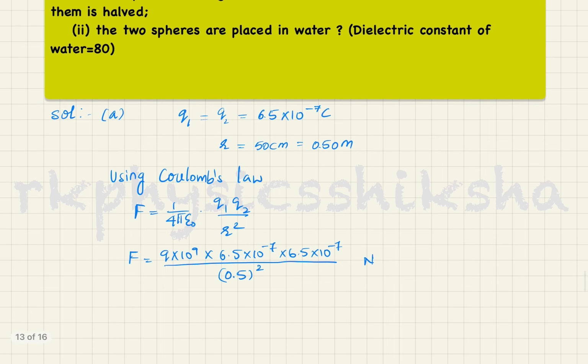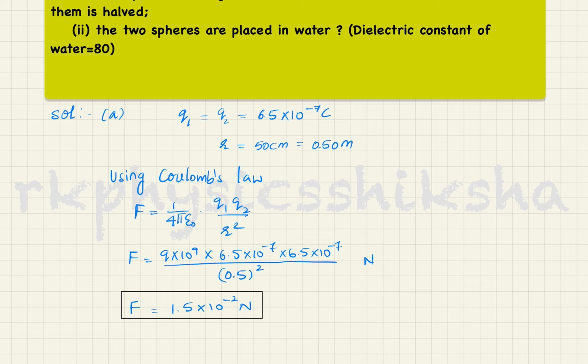On simplifying this, we will get F is equal to 1.5 into 10 to the power of minus 2 newtons. This is the force of repulsion because these two charges Q1 and Q2 are positively charged particles here. So their force of repulsion is what we see between them, which is 1.5 into 10 to the power of minus 2 newtons.